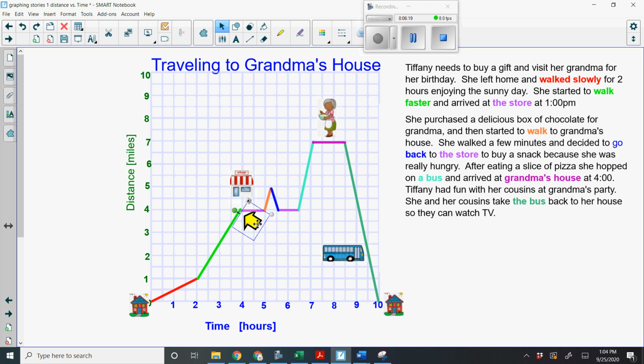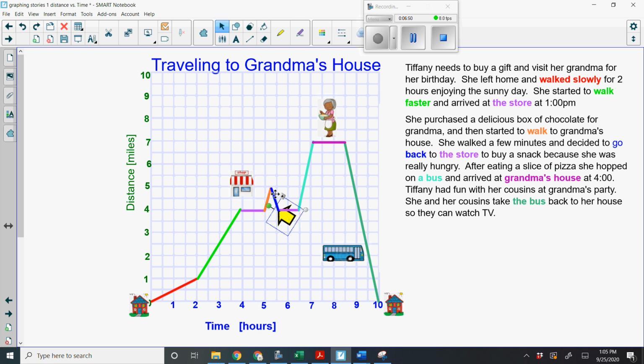Now she is in the store, so she's not traveling any distance further away from home. She's at the same distance from her house in the store. Now, the next thing in red here, she is going to start walking to grandma's house, but she has to go back to the store because she got hungry. Okay, in the story it says she got hungry, so she turned around and went back to the store.